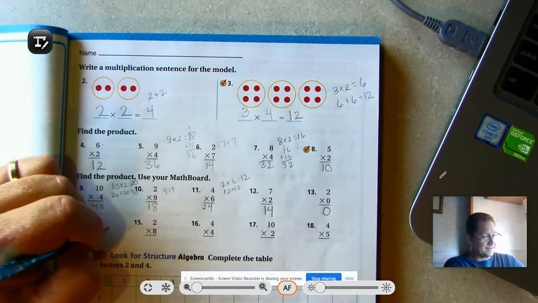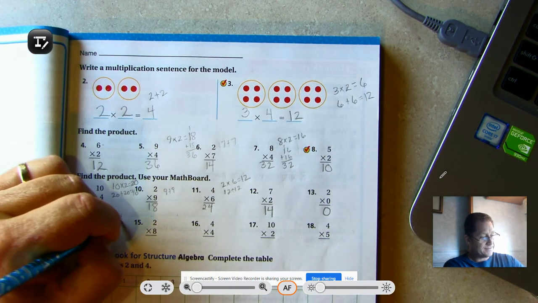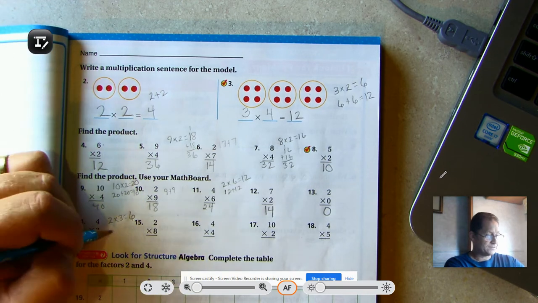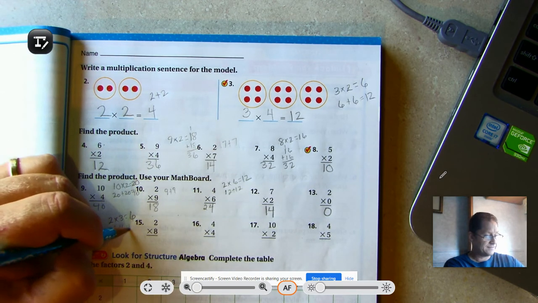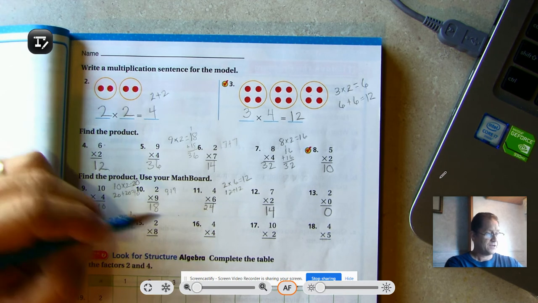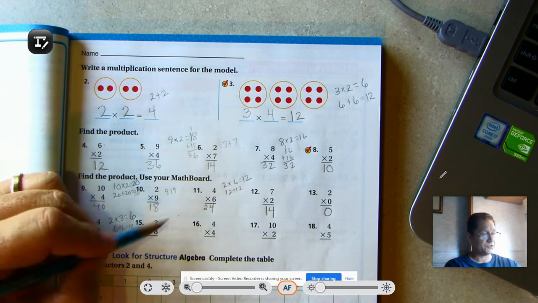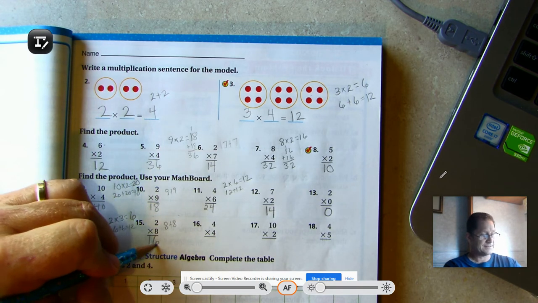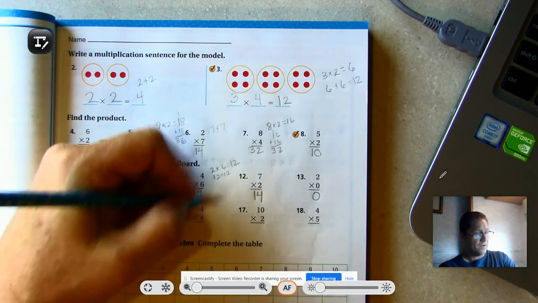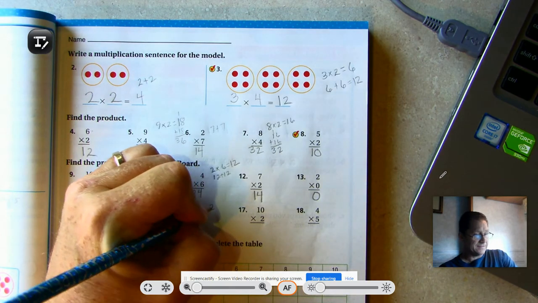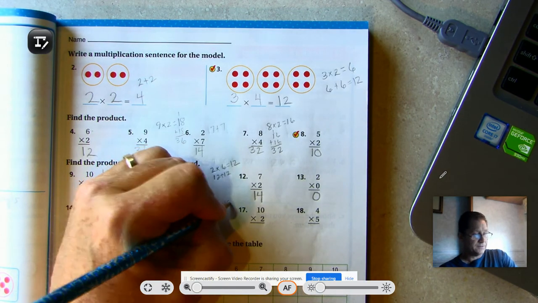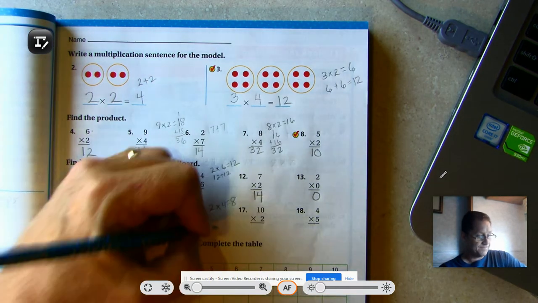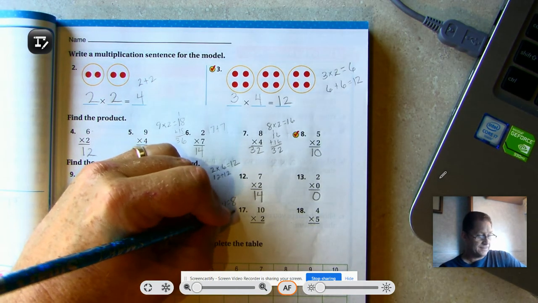4 sets of 3. That's the same as 2 times 3 doubled. 2 times 3 equals 6. So 6 plus 6 equals 12. 2 times 8 is 2 groups of 8. So we would say 8 plus 8 in our head, 16. 4 times 4 is the same as 2 times 4 doubled. 2 times 4 equals 8. 8 plus 8 equals 16.